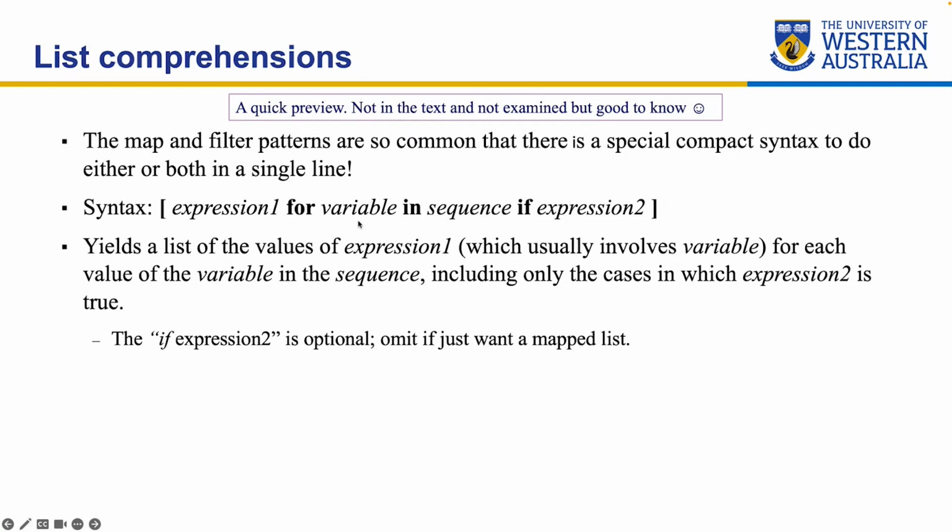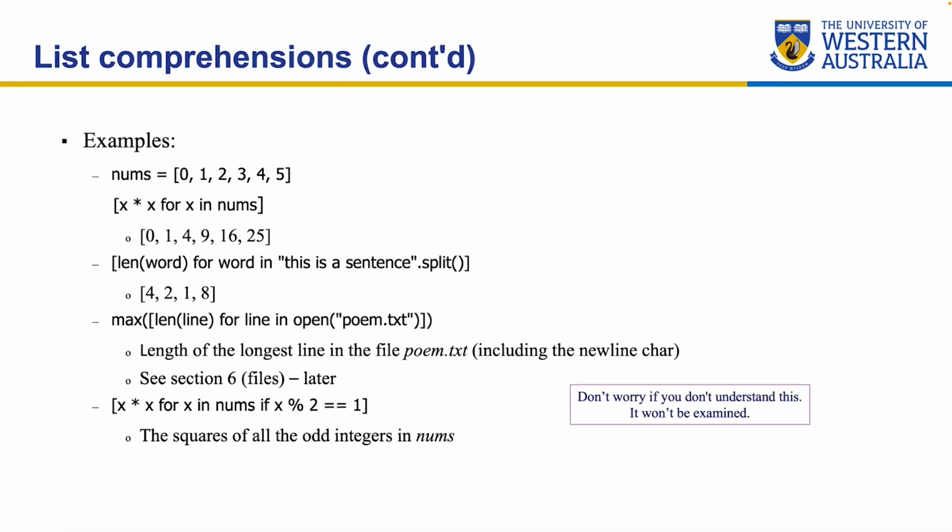Okay, so this yields a list of the values of expression 1 for each value of the variable in the sequence, including only the cases in which expression 2 is true. But do note that the if expression 2 is optional, so you can have the simple syntax of expression 1 for variable in sequence only. So let's have a look at an example.